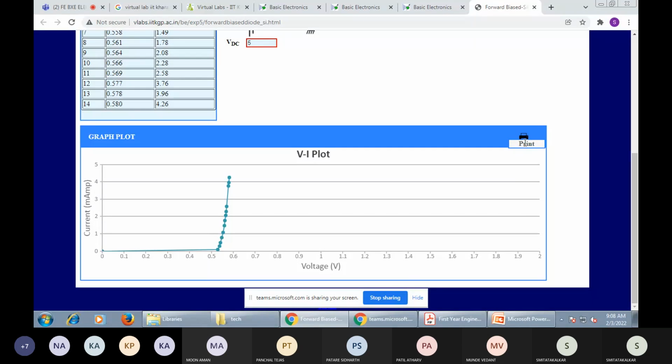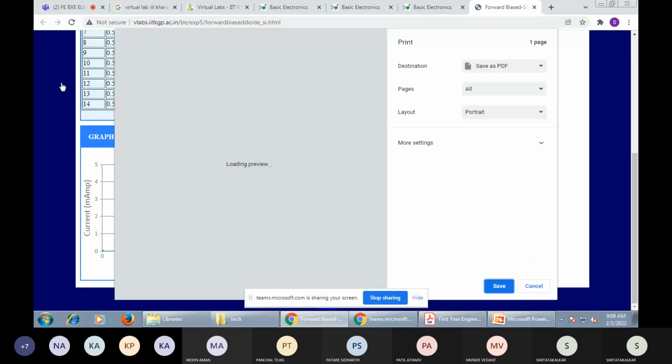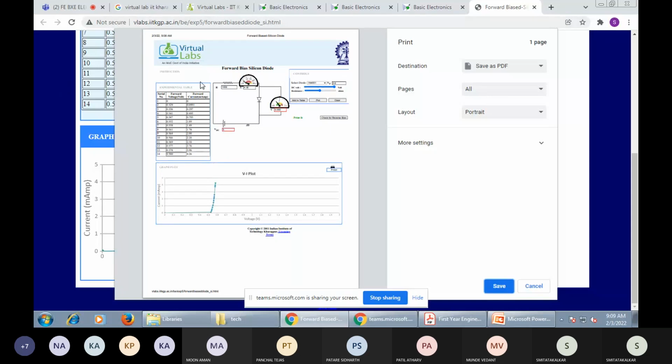Okay, then here is the print option. You can see my mouse is here. Click on this print button. When clicking the print button, the same file opens. This is the file, and in this file you can check the DC output voltage varied, the observation table, and also the plotted VI characteristics in forward bias. Save as a PDF file.